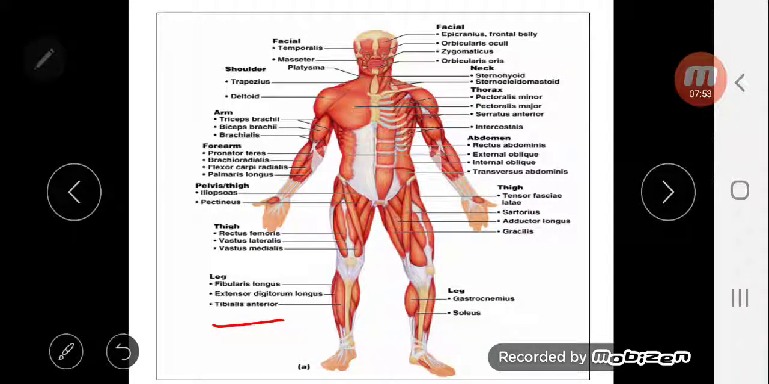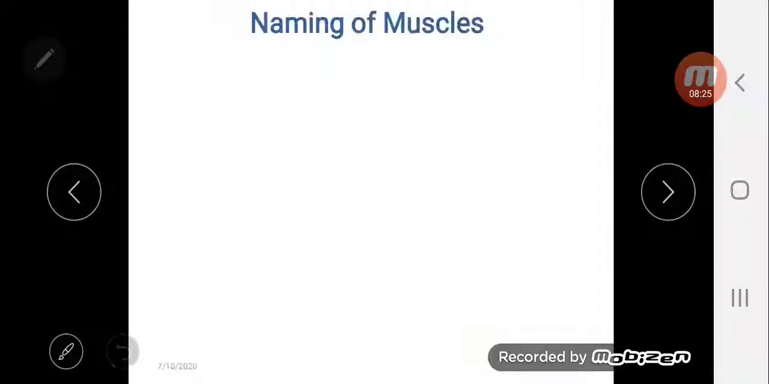In the thigh we have rectus femoris, we said that before, and in the pelvic we have iliopsoas, pectineus. In the forearm we have pronator teres, brachioradialis, flexor carpi radialis, and palmaris longus. In the arm we have triceps brachii, biceps brachii, and brachialis. In the shoulder we have deltoid and trapezius. And in the face we have masseter and temporalis in the temporal area.